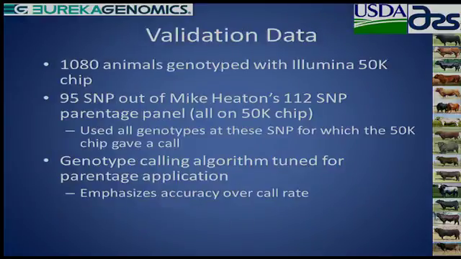Okay, so we've validated that on data that we collected here, on animals that were produced here, with the Illumina 50K chip that I think you're all familiar with. And we used these 95 SNPs from Mike Heaton's SNP parentage panel, all of which are on the 50K chip. So we validated Eureka's results against 50K genotypes. We used all the genotypes at these SNPs for which the 50K chip gave us a call. None of these genotyping technologies give you a usable genotype on every marker for every animal, so we used those that we had.